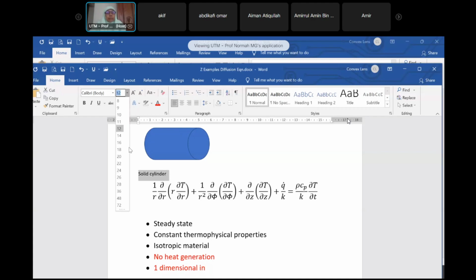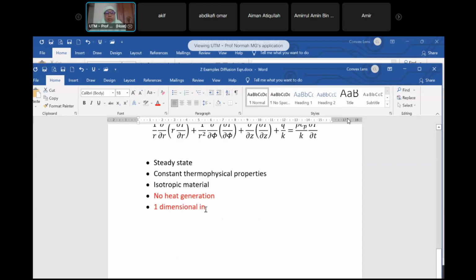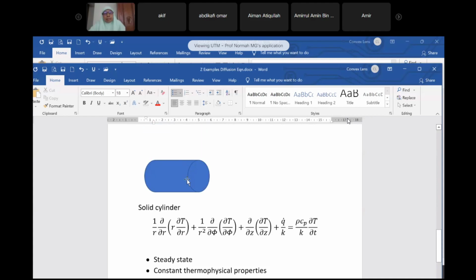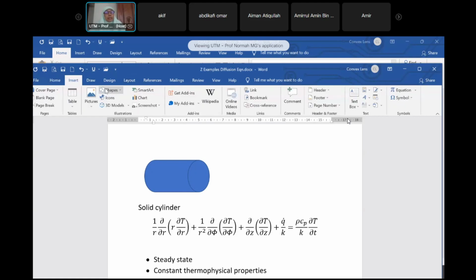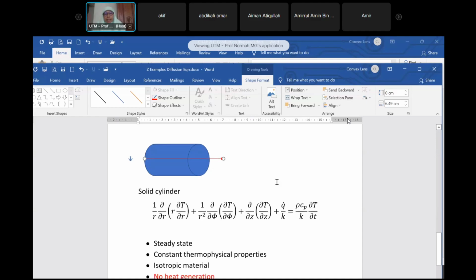It is because everything is symmetric. So you have here symmetric with respect to the axis. This is symmetric. At any angle, at R is equal to R1, there's a boundary condition.